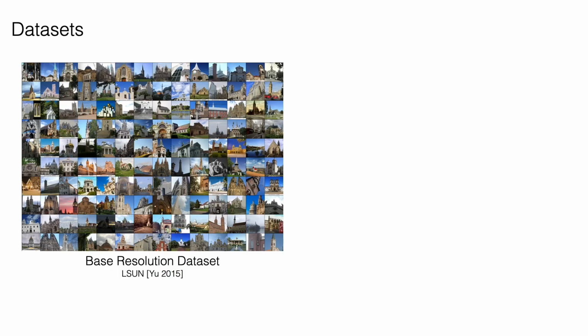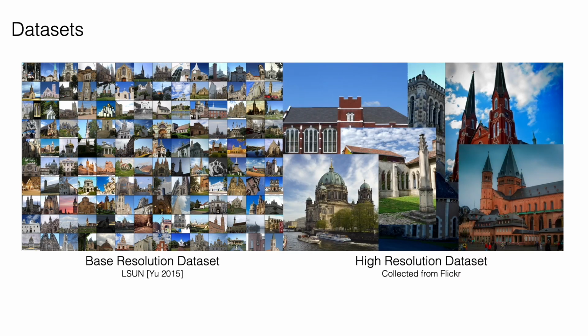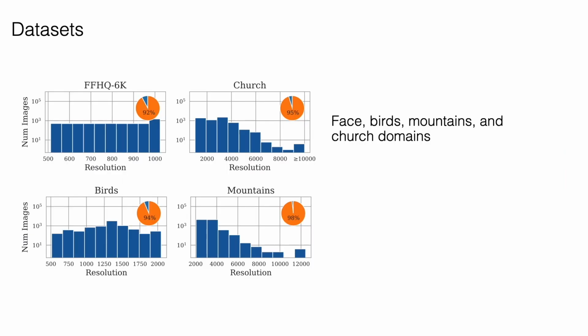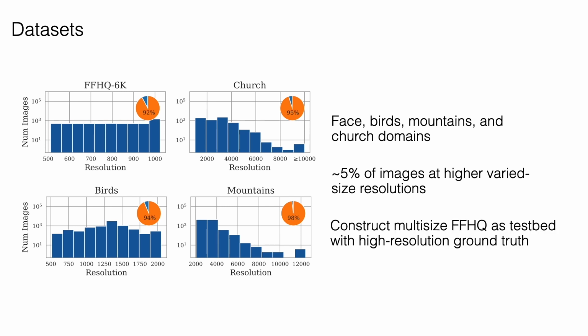For our training data, we start with standard GAN datasets, and we scrape additional higher resolution images from Flickr. The base resolution dataset helps learn structure, while the larger images help learn texture. We perform a similar collection procedure on different image domains, and in practice, we only need a few thousand of these high-resolution images. We use FFHQ as a testbed of high-resolution ground truth to conduct controlled experiments.